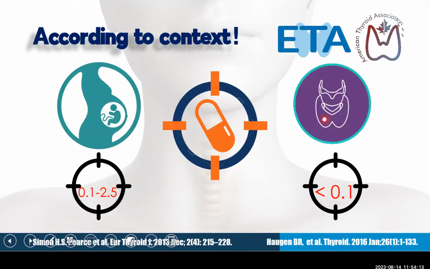However, in certain contexts, you may actually choose a different target. For example, if you are dealing with a pregnant woman, you should target a TSH of less than 2.5. And if you are dealing with a patient with papillary thyroid carcinoma with a high risk of recurrence, you should target a TSH of less than 0.1.